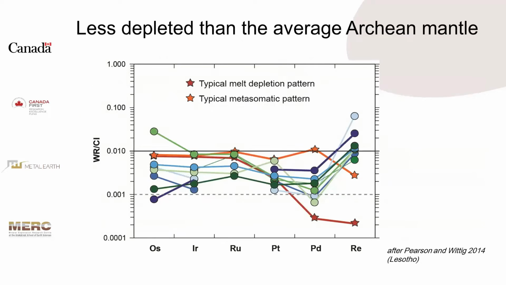This is also what we see in the PGE patterns. PGE stands for platinum group elements. These are all the elements that you can see here on the x-axis. I've put there two typical patterns so you can see what we're looking for. In red, this is a typical melt depletion pattern. And the horizontal one here in orange is a typical metasomatic pattern. So you can see that our samples, which are in green and blue, are in between. So we have a certain amount of melt depletion, but also a very big input of metasomatism that is responsible for the enrichment in rhenium here.